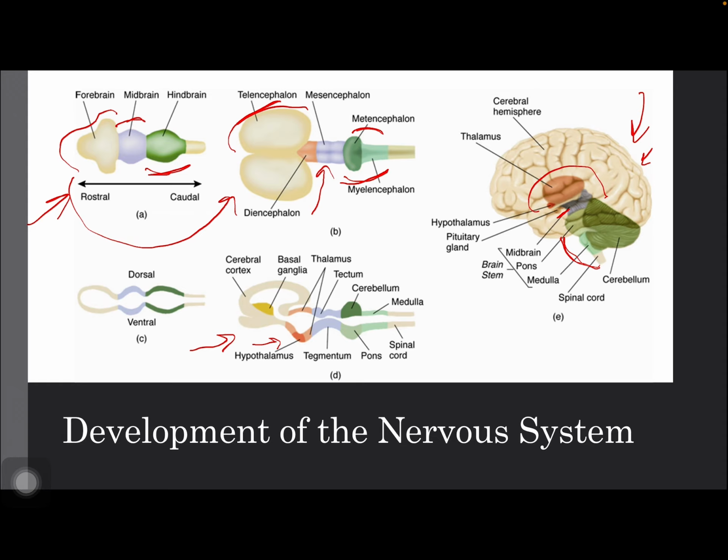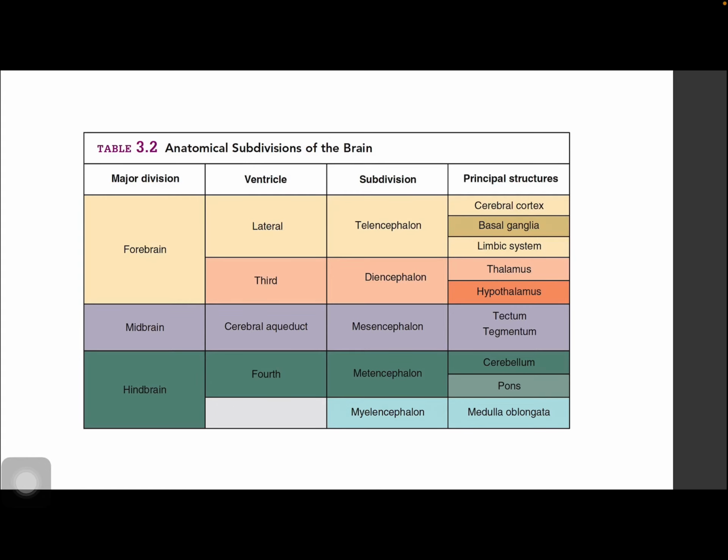So we're gonna cover that as well. But it's really important to see how it starts out with the forebrain, midbrain, and hindbrain, and then how those structures come to be in the course of development. If we start with the forebrain, it contains the lateral and third ventricles.